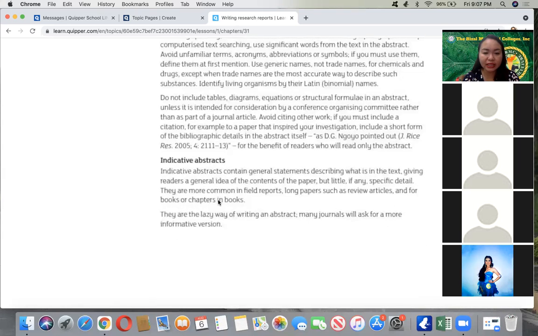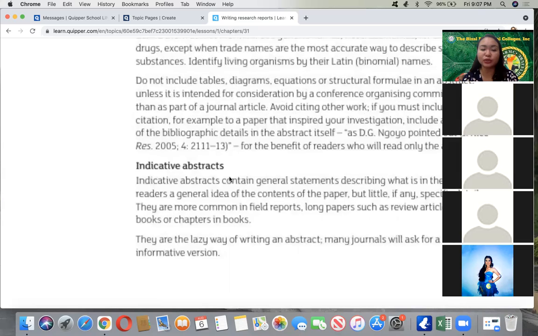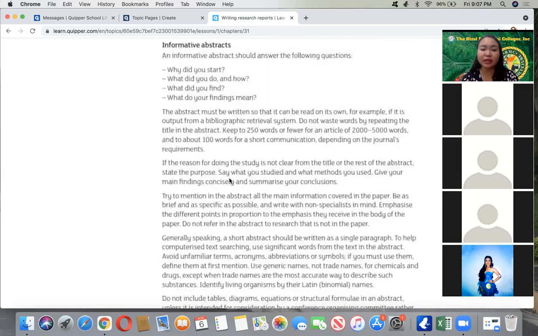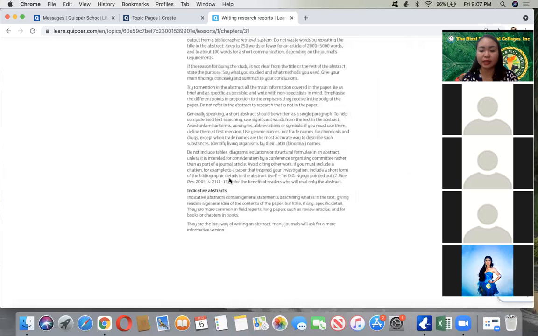So we have another one, the indicative abstract. These are general statements describing what is in the text, giving readers a general idea of the contents of the paper, but with little specific detail. That's what I meant by only 50 words, and they're used in field reports, long papers such as review articles, and chapters in books. They say it's a lazy way of writing an abstract. And sometimes, mostly in journals, they don't use the indicative abstract, but rather the informative abstract.